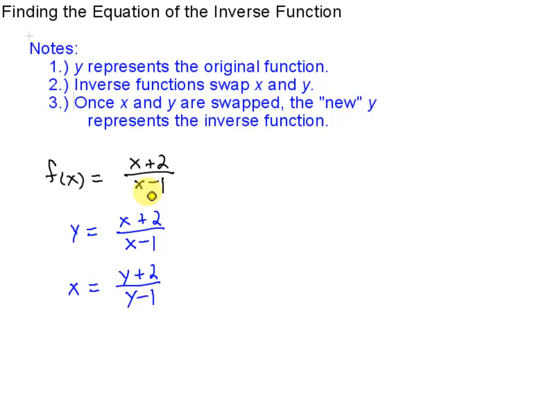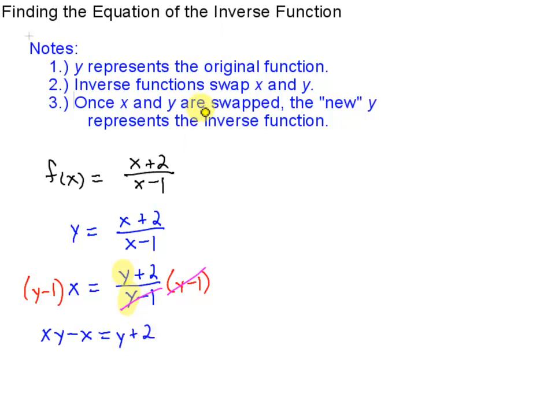And now our goal is to solve for y, but the problem is I have two of them. And remember, y represents the inverse function now. This new y represents the inverse function. So let's do the obvious thing and get rid of the fraction, multiply both sides by y minus 1, and that allows us to cancel with the denominator here. And over here, let's distribute x.